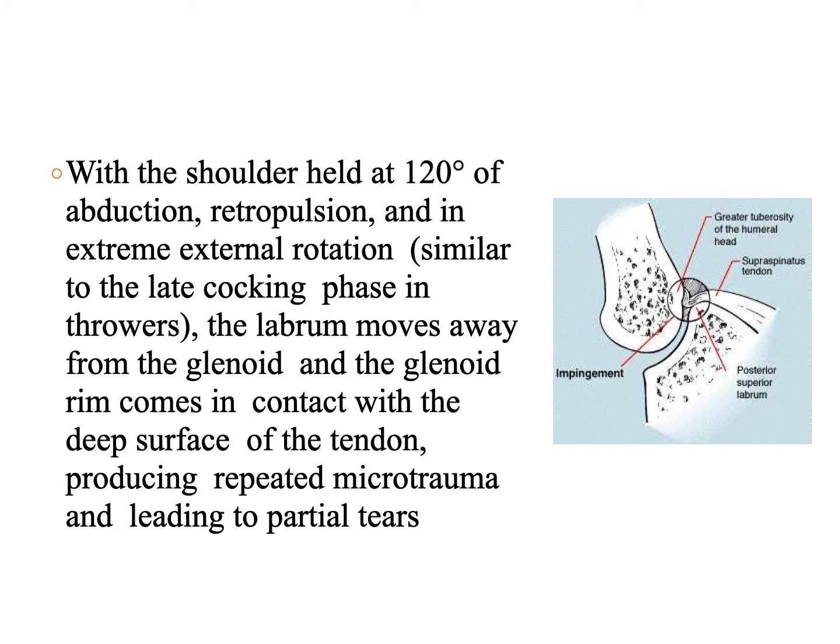With the shoulder held at 120 degrees of abduction, retropulsion, and in extreme external rotation, similar to the late cocking phase in throwers, the labrum moves away from the glenoid, and the glenoid rim comes in contact with the deep surface of the tendon, producing repeated microtraumas and leading to partial tears.